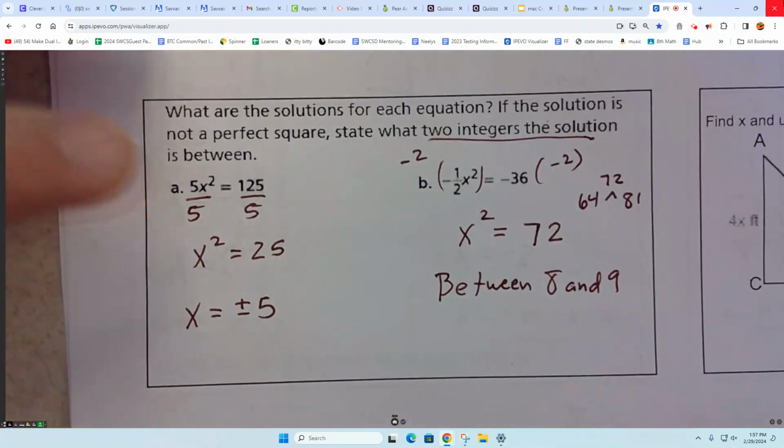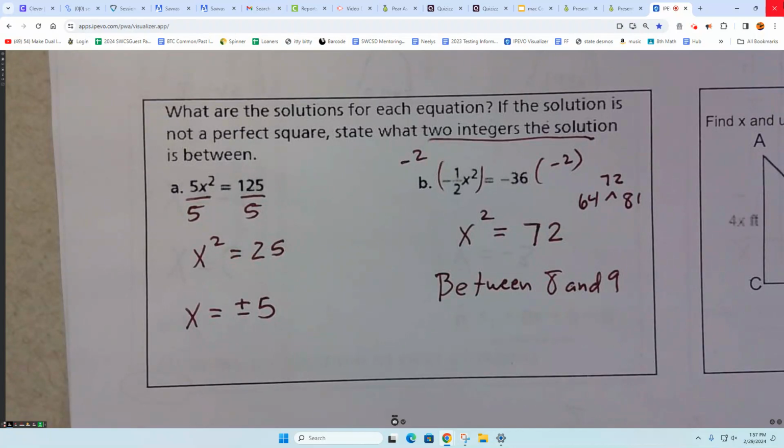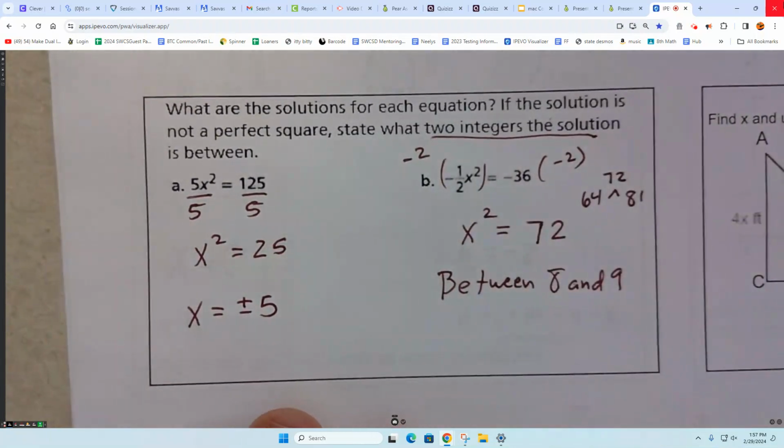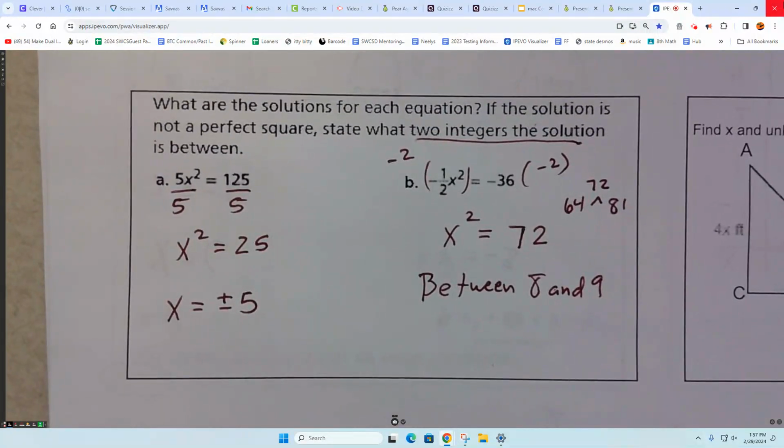So just kind of a weird question. We have the power just to throw it in the calculator, but it doesn't want that. It wants to know what two numbers it's between.